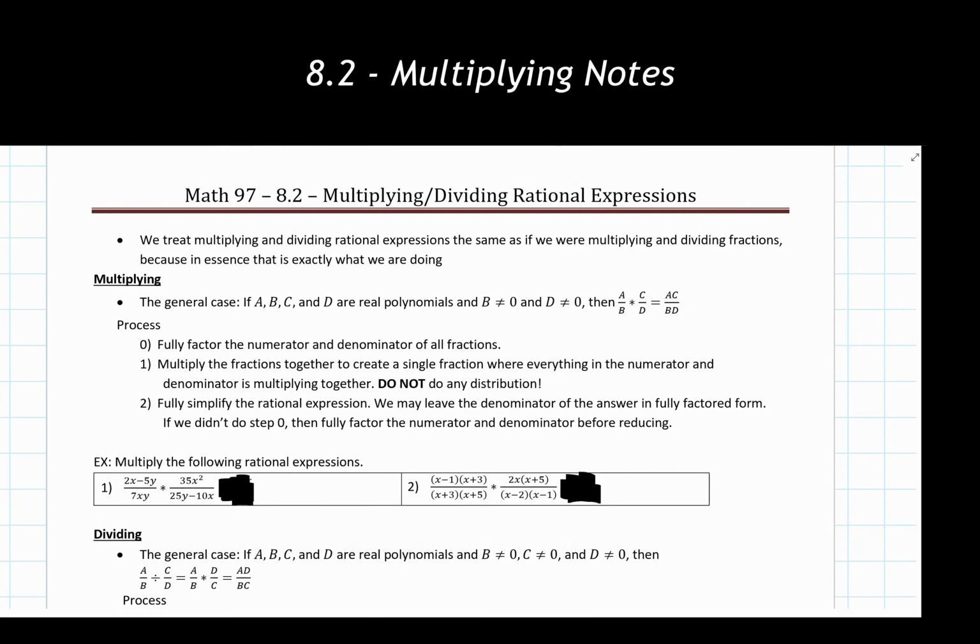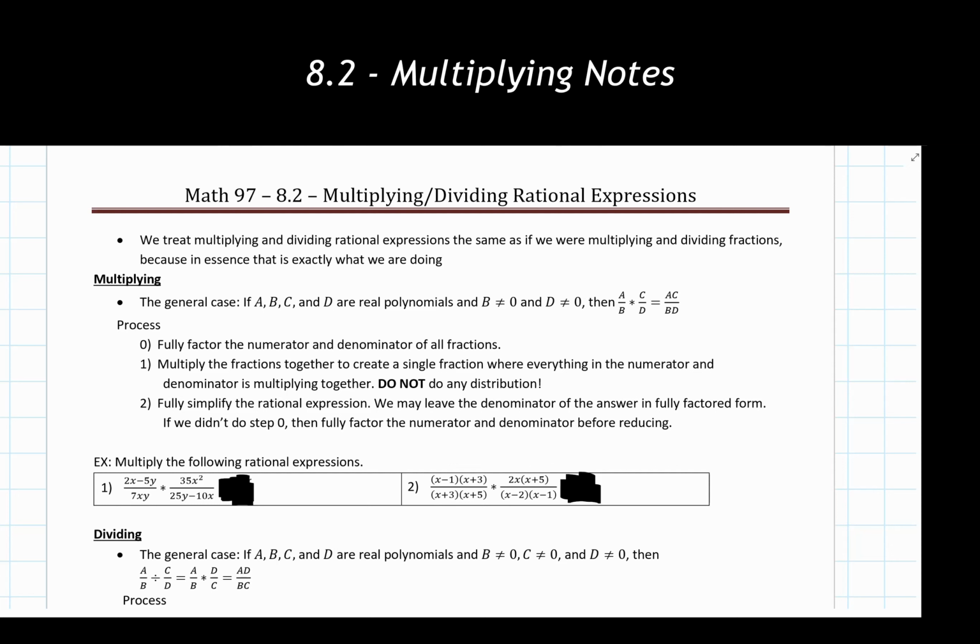Section 8.2 works with multiplying and dividing rational expressions. We're going to go through our processes for how we do each of these and some examples that go along with them. So the big thing we want to note when we are actually working with this multiplication and division with rational expressions is that we are going to be treating this multiplying and dividing process the same as if we were multiplying and dividing fractions. That's essentially what we're doing.